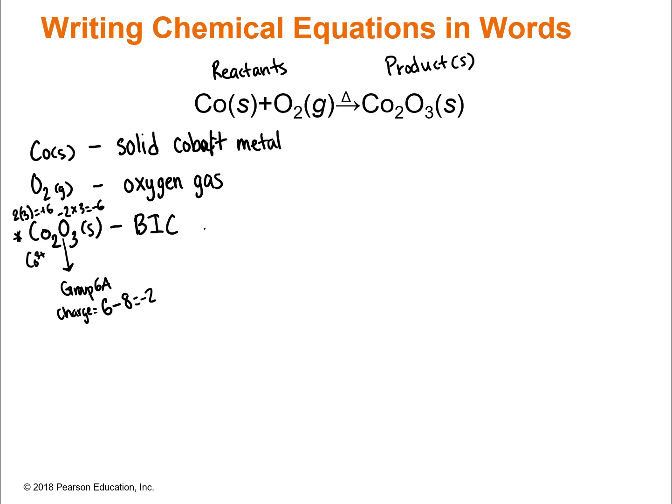Now that we know the charge on the cobalt, we can write the name. We had to use the stock system here again because cobalt is a transition metal. So if that seemed completely foreign to you, please go back and review chapter 6.